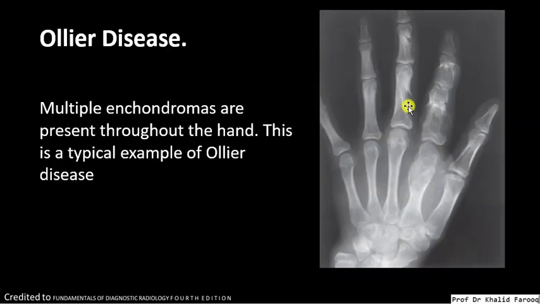Here we can see multiple expansile lytic areas in the phalanges and metacarpal bones, suggesting multiple enchondromas, and these multiple enchondromas are called Ollier's disease.